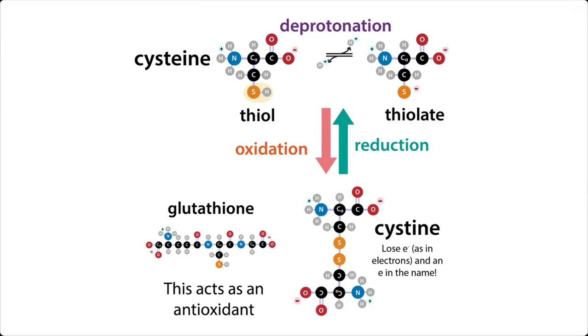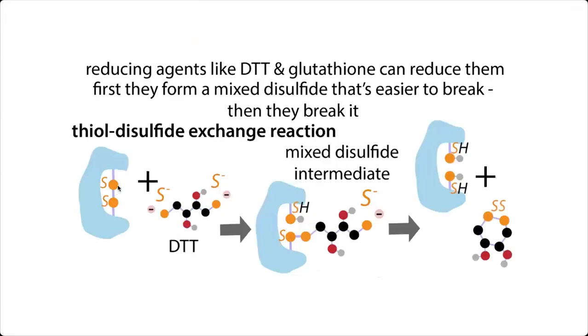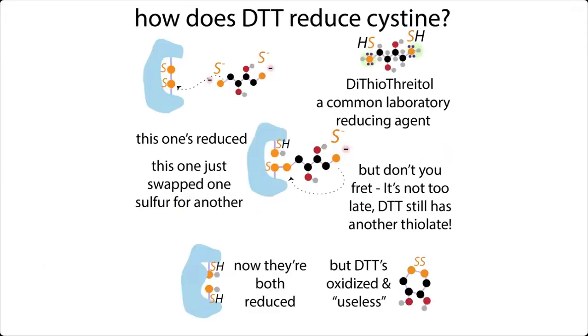How do we undo these crosslinks? In our bodies, we use a molecule called glutathione. Glutathione is made up of amino acids, and it serves as a source of reducing power. It's like the antioxidant that our cells use the most. It's able to reduce these crosslinks by forming mixed disulfides in the process. This is actually showing you how this happens with DTT. DTT is a commonly used agent in the lab to reduce crosslinks.